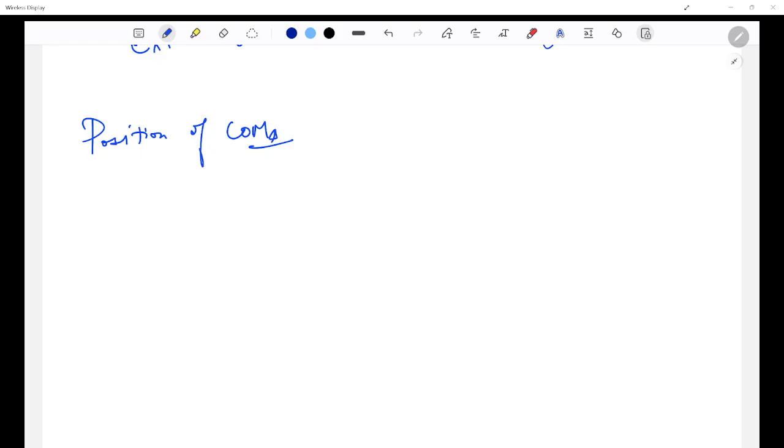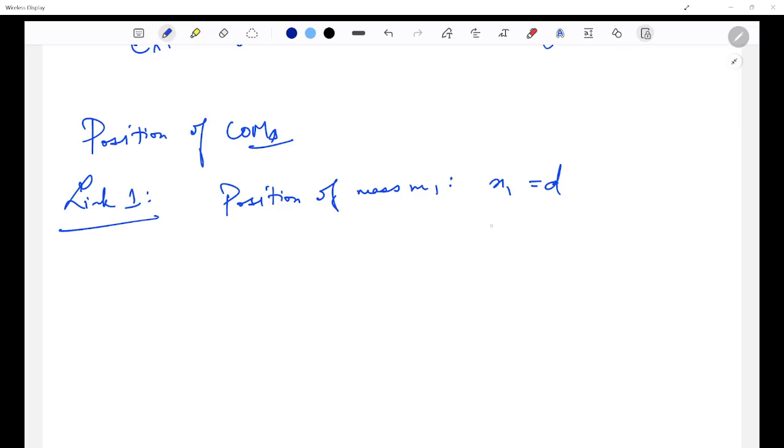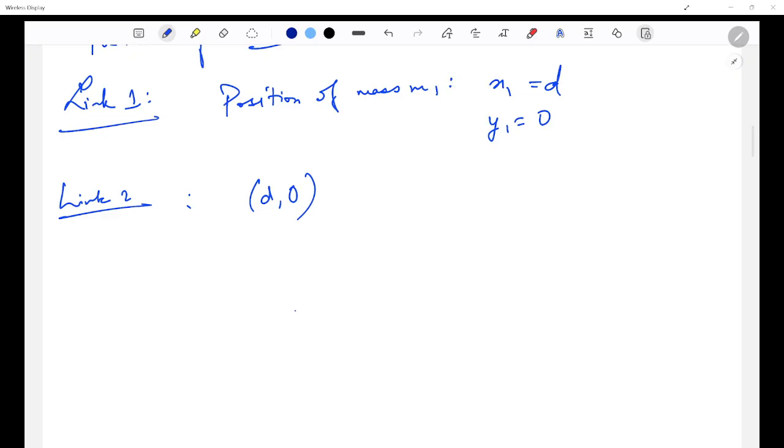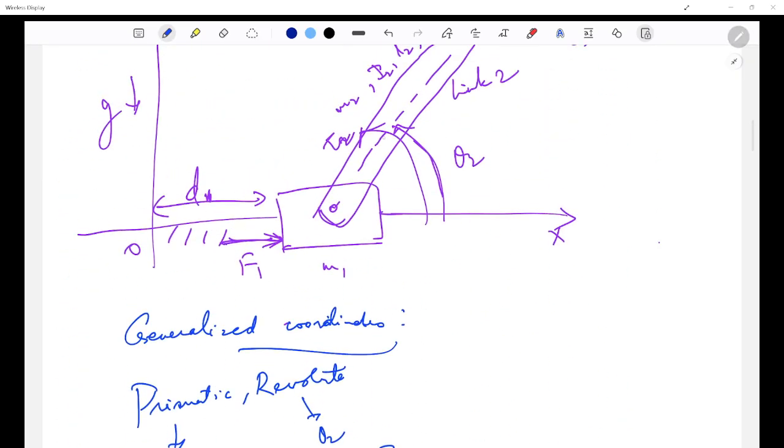Where are their positions? So let's talk about link 1. For link 1, the prismatic joint moves along x, right? So the position of mass m1: x1 is equal to d and y1 is equal to 0, right? If we talk about link 2, the base of link 2 is located at d comma 0. So the center of mass of link 2 is located at a distance r2 along the link.